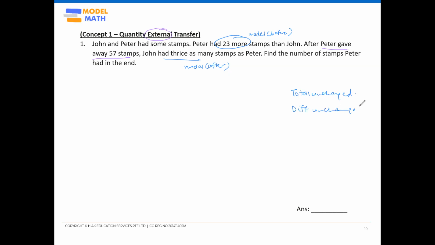And of course, you use this method whereby if they have values given to Peter and to John individually, either at the beginning or in the end. However, in this question, do you notice that we do not have any idea of how many stamps Peter has? I also do not know how many stamps John has, either at first or in the end. No idea. So things will be challenging if you use before change after. So what I would suggest is to use the model method in this case.